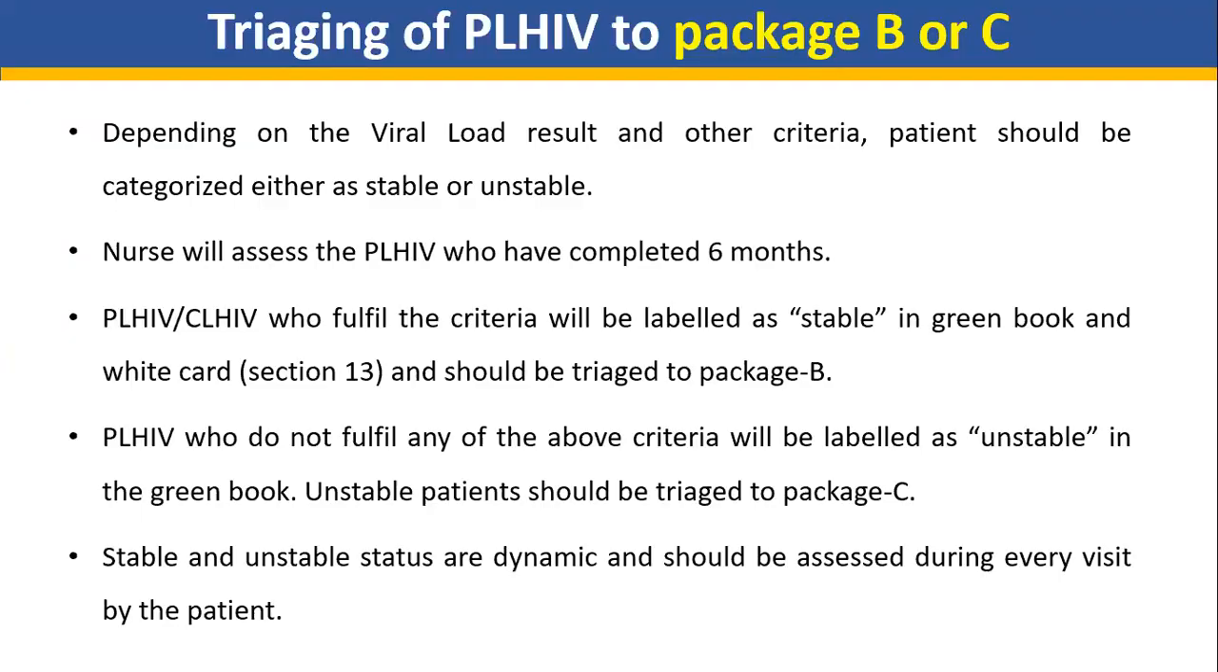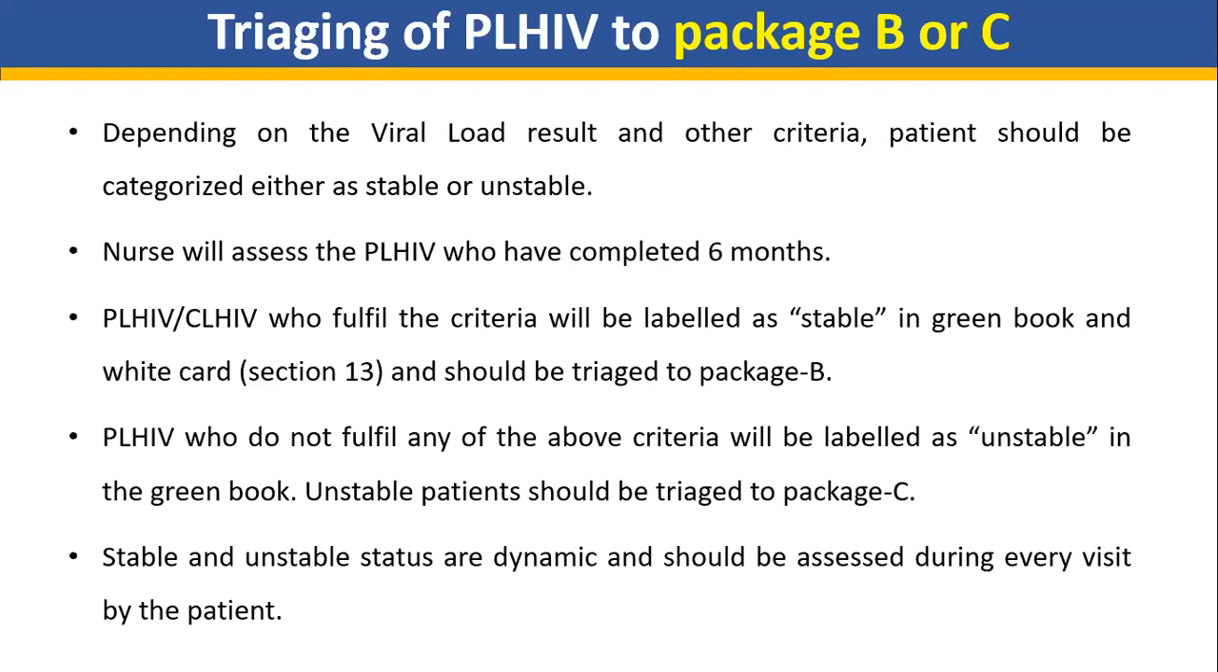So to triage patients to package B or C, this depends basically on the viral load test result and other criteria, if they are fulfilling for being stable or unstable. So staff nurse or counselors will assess PLHIVs who have completed 6 months and who fulfill the criteria. This will be labeled as stable. For such individuals, their white cards can be tagged with the green stickers, and they should be triaged to package B services.